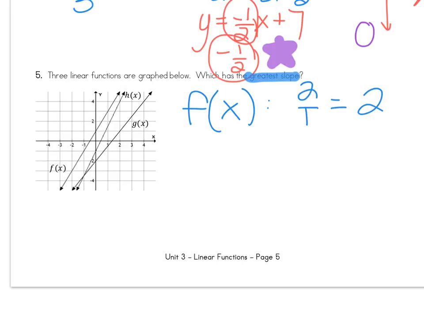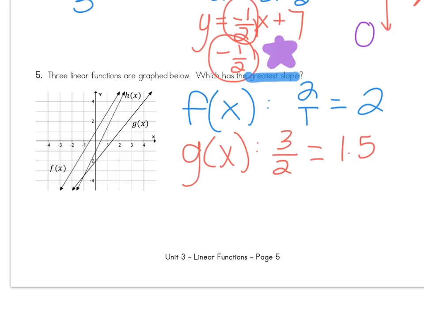All right, how about h of x? Or g of x is a little bit easier to find. So there's a good point for g of x in there. So what do we do? We go up 1, 2, 3, to the right 2, up 3, to the right 2. So g of x is up 3, to the right 2, which is the same as 1.5.